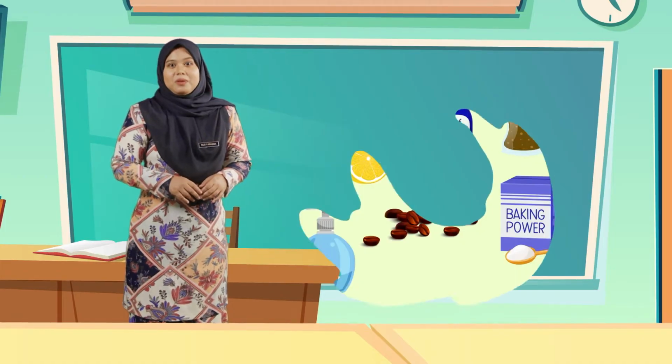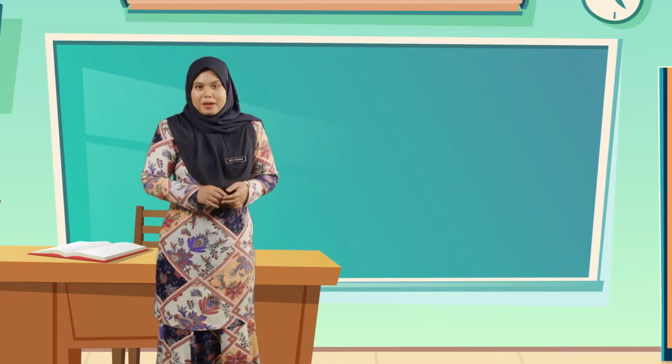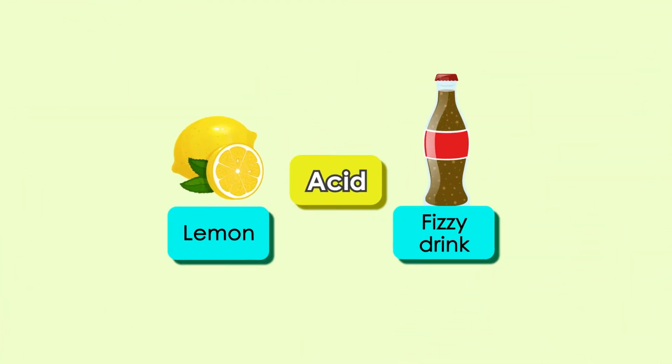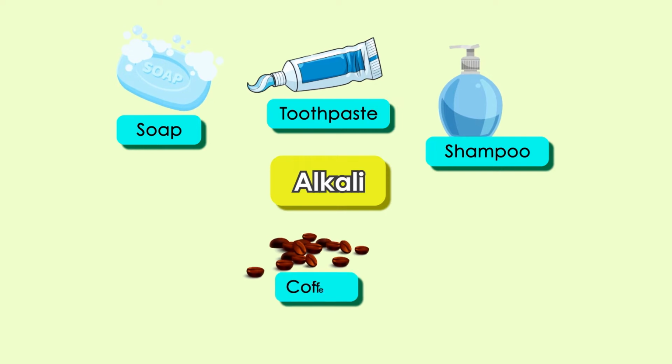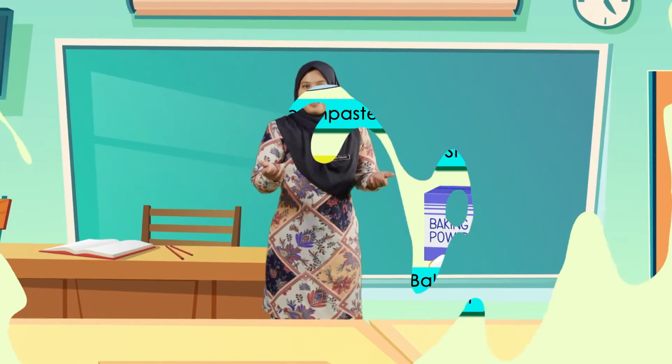Now, please take a look at the picture. Can you name one example of acid and alkali that is shown in the picture? Well done, pupils! Examples of acid are lemon and fizzy drinks, while examples of alkali are soap, toothpaste, shampoo, coffee, magnesia milk, and baking powder. Now, let us carry out a few activities to study the properties of acid and alkali.